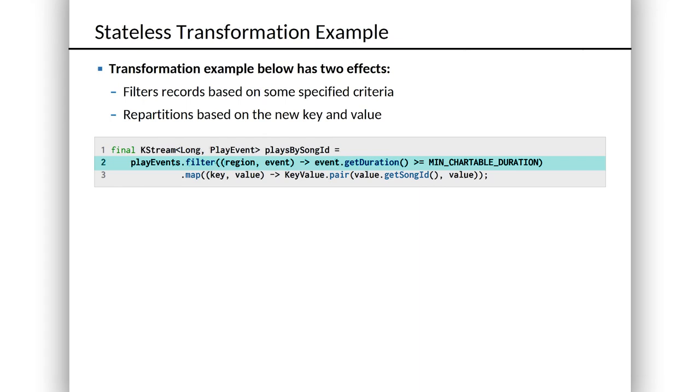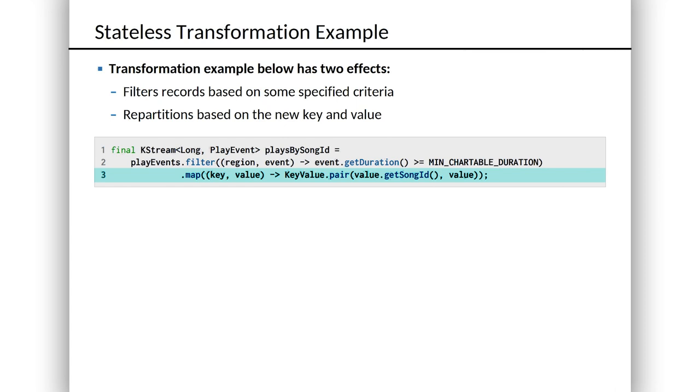Another method that KStream has is map. And so you can see, fluently, we're just calling map after calling filter. Filter creates a new KStream, and we're calling map on that KStream. Let's talk about what map does. So after we've filtered out the play events that are too short, less than our chartable duration, we're going to repartition the stream. So this stream, if you look at it, the key is a string. And apparently that string is a region code of some kind.